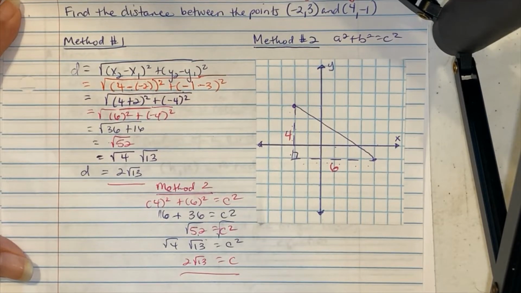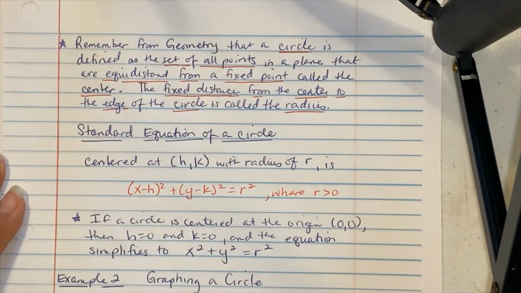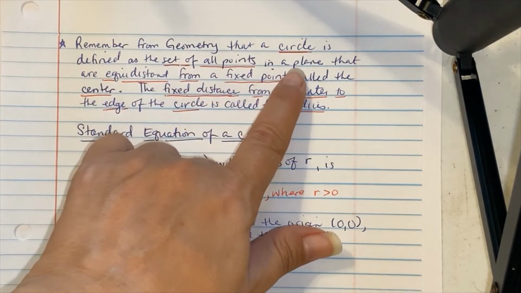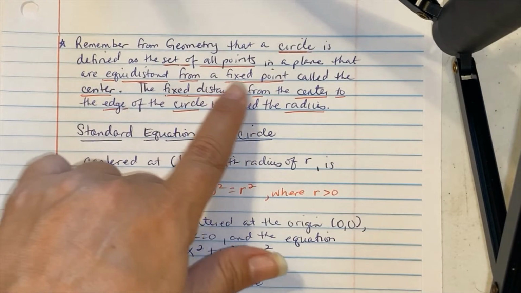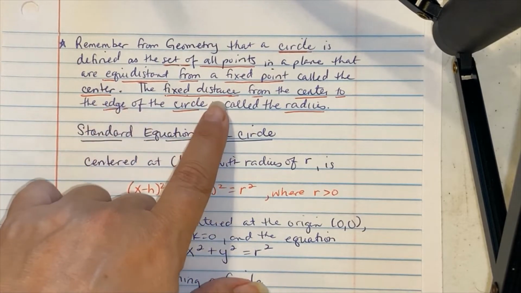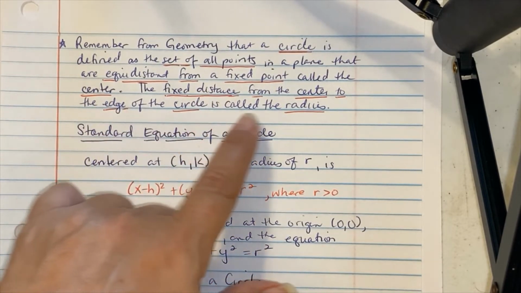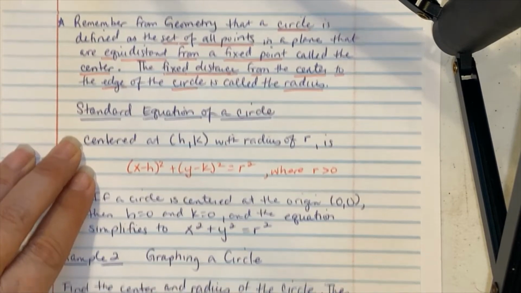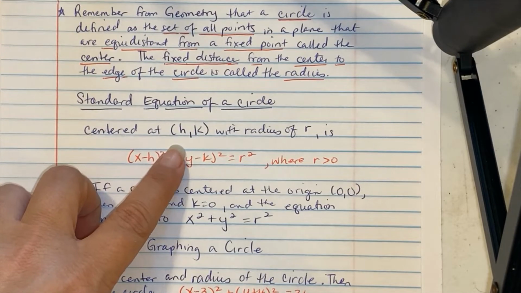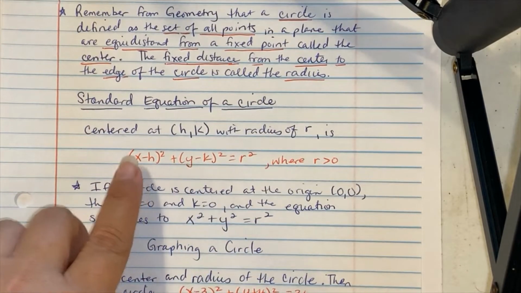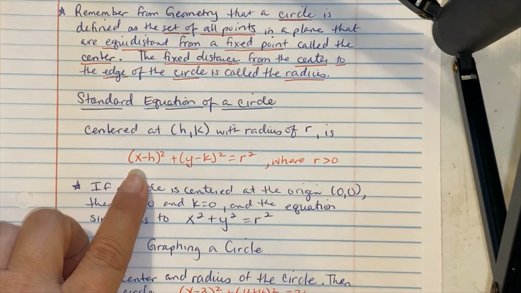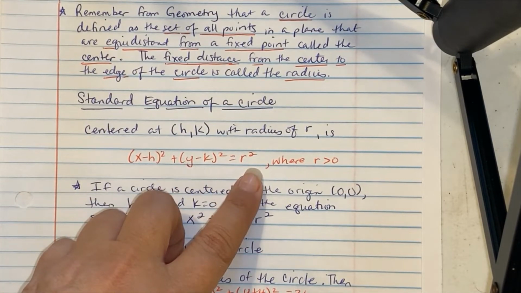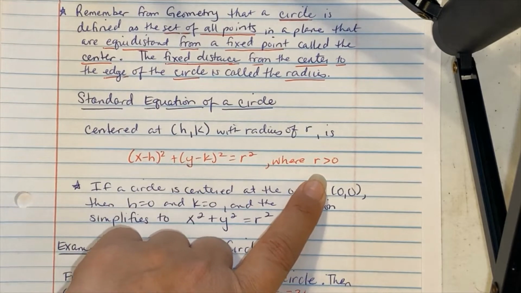So just give me a second. Remember from geometry that a circle is defined as the set of all points in a plane that are equidistant from a fixed point called the center. The fixed distance from the center to the edge of the circle is called the radius. So there's a formula called the standard equation of a circle. That's if it's centered at (h, k) with a radius of r. So it's going to be (x minus h) squared plus (y minus k) squared equals r squared, where r, which means radius, has to be greater than 0.